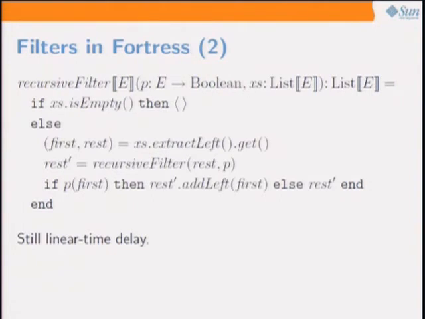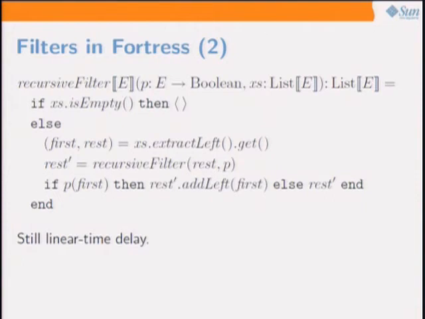Here's a recursive definition of the same filter function. This uses structural recursion. If the xs passes the isEmpty predicate, then we produce an empty list. And otherwise, we call the extractLeft method of xs and then the get method on that. Don't worry about why I need two method calls there. It has to do with the use of the Maybe type by extractLeft, if you're familiar with that. We know in this case that we've already tested to see whether it's empty, so we will get first and rest back. And the extractLeft get method returns a pair of the first and the rest, and the variables first and rest are then bound to that up there.